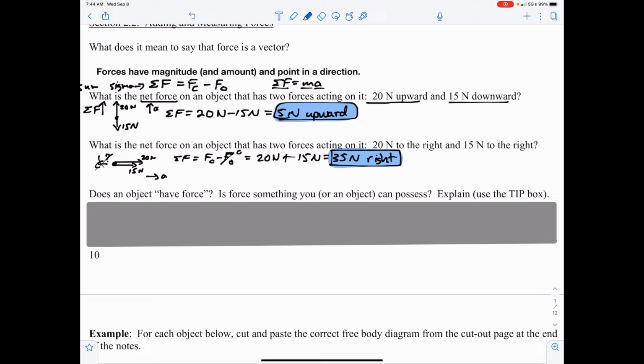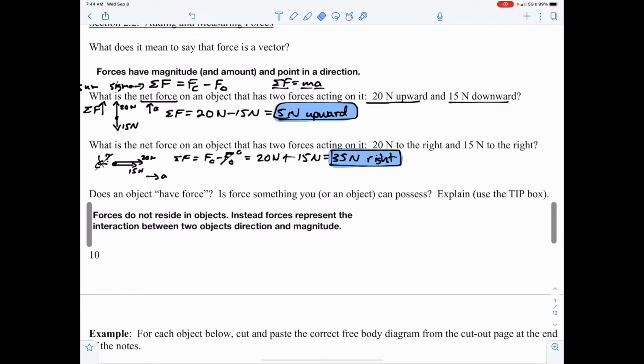Does an object, quote, have force, unquote? Is force something you or an object can possess? Now, when it says explain, use the tip box. Well, the tip box is something that is inside the electronic textbook in section 2.2. But you can follow along with me now here and get the same result.